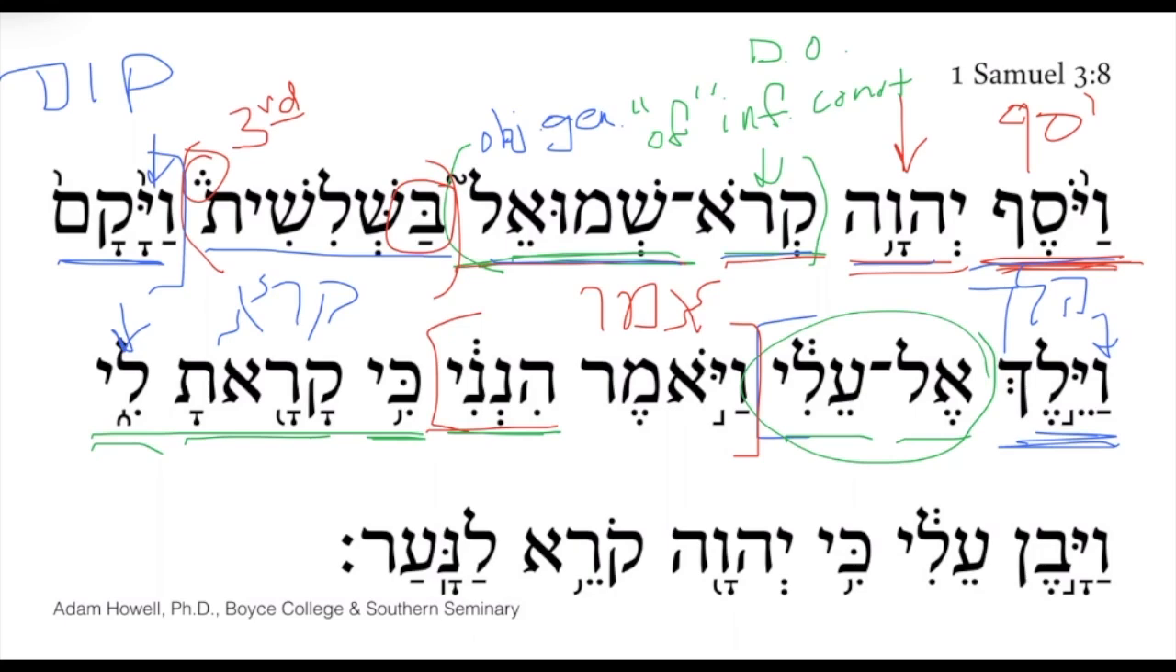The final clause here begins with the vav consecutive on the Qal imperfect 3ms of bin, bet, yod, nun, meaning to understand or to perceive. The vav is likely temporal succession, and then Eli perceived. What did he perceive or understand? Eli understood that, with ki here, he understood that the Lord was a caller to the young boy.